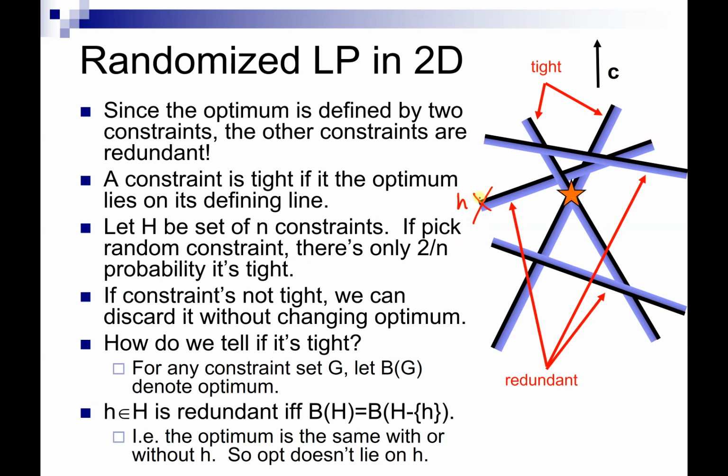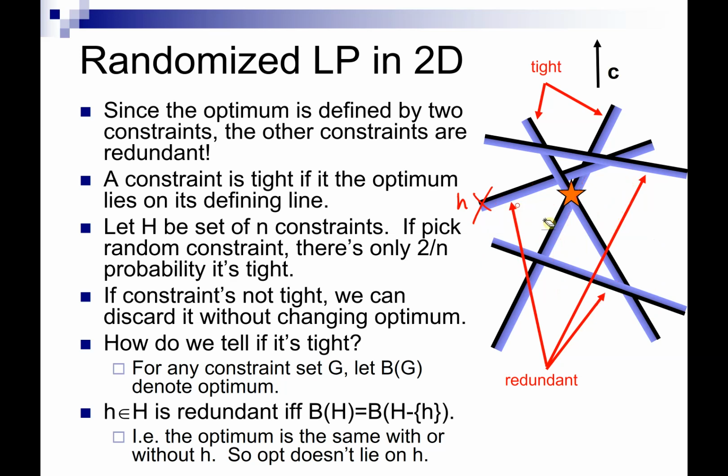And when you take h out and then look for the optimum without this h, the optimum is still going to be at this star over here. Notice that this star does not violate h. Okay, h just says that all these feasible points need to be below h, and this red star here is indeed below h. So it does not violate h.